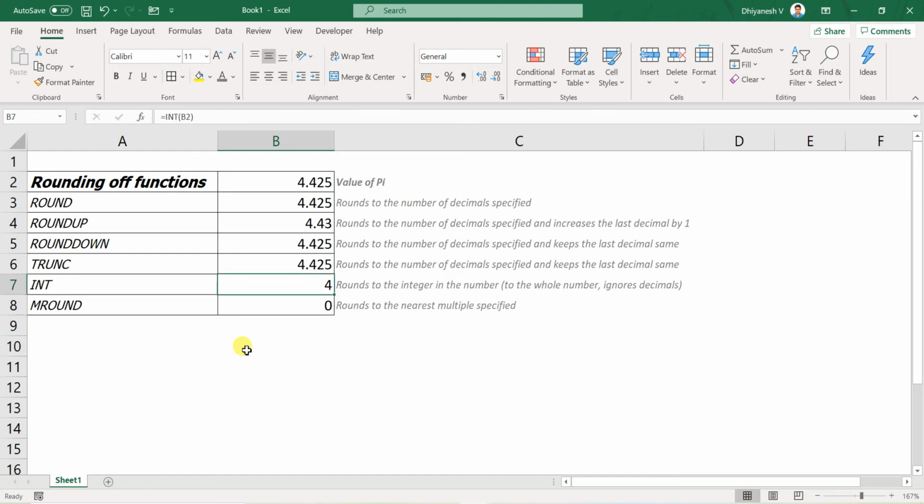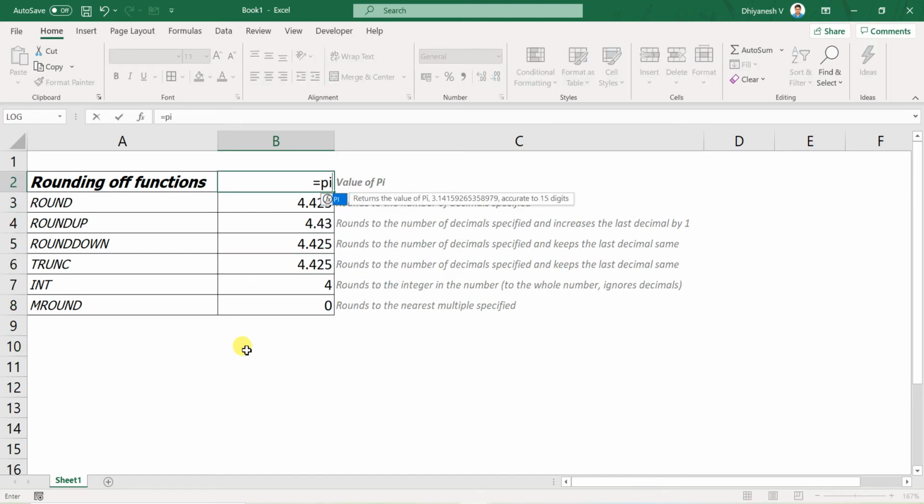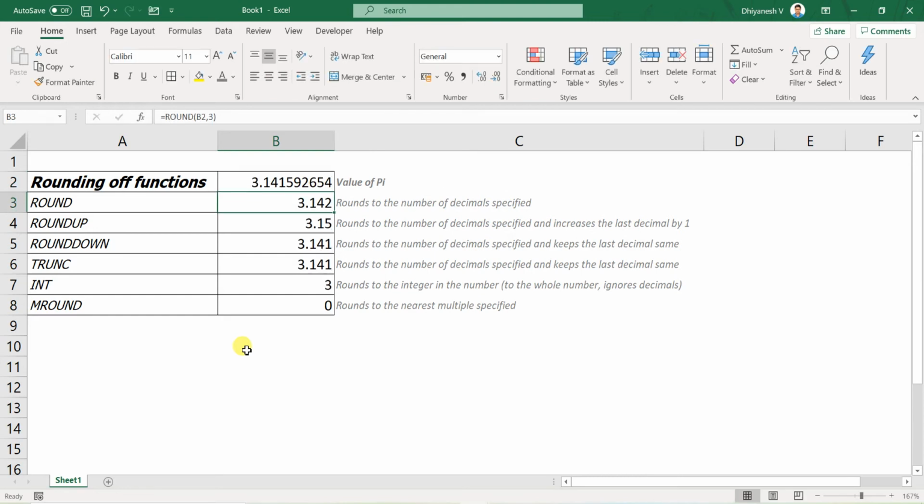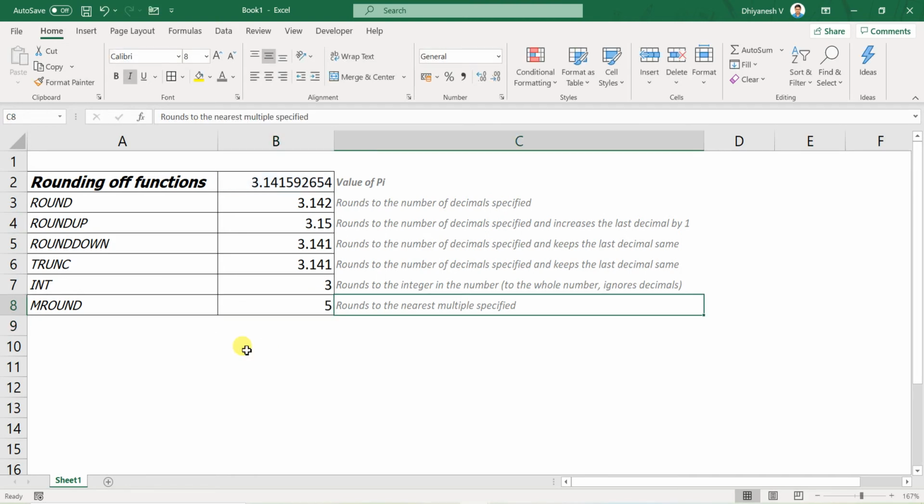Okay, so this is the principle behind the mround formula. So I will keep the pi value again as the example and change the multiple to say 5. Okay, so the 5 is the nearest multiple here.